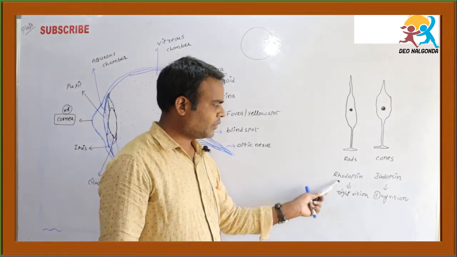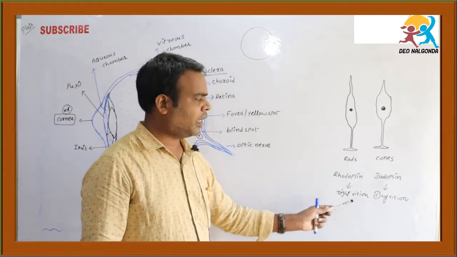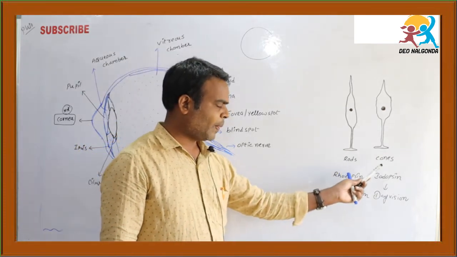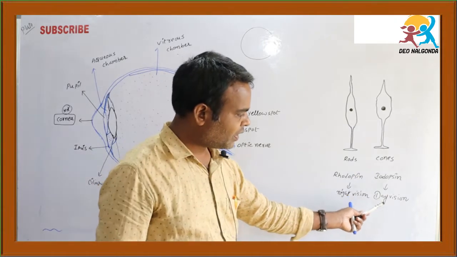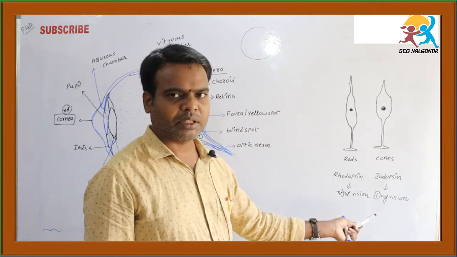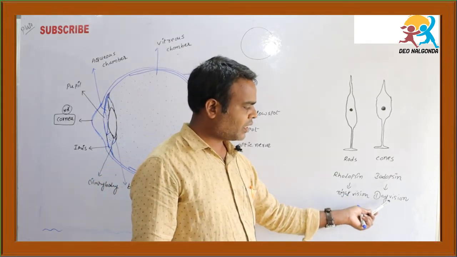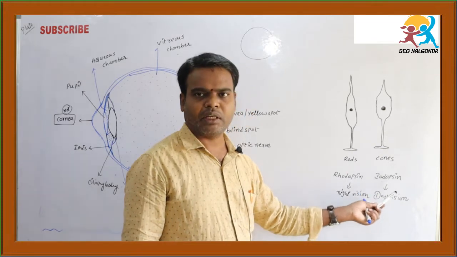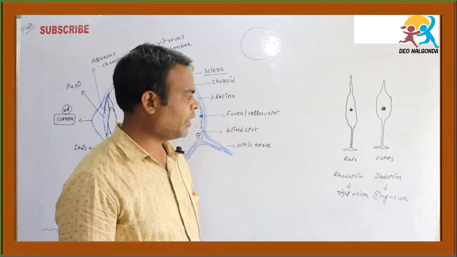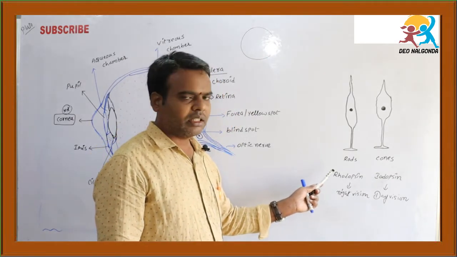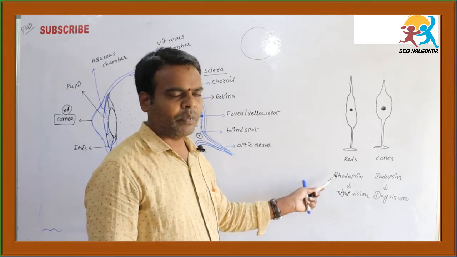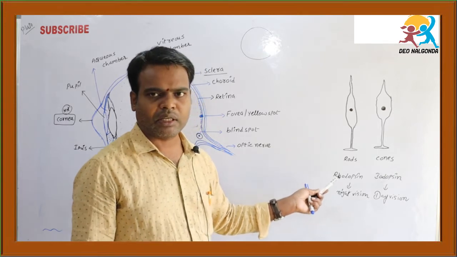Rhodopsin is the chemical which is useful for night vision, and iodopsin is useful for day vision. So when you observe cones, they are useful for day vision, means during daytime only we can identify the colors and we can see all the objects very clearly. For the identification of different objects and for observing things very clearly, the cones are useful because they contain the iodopsin chemical. And you know that during the night time we can't see things properly, so the rhodopsin plays the vital role in the observation of things during the night time.